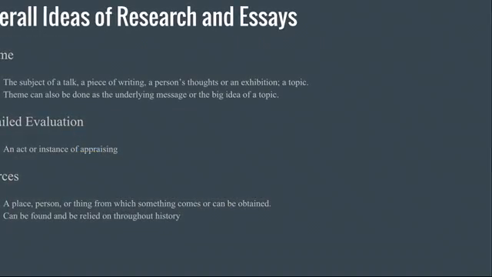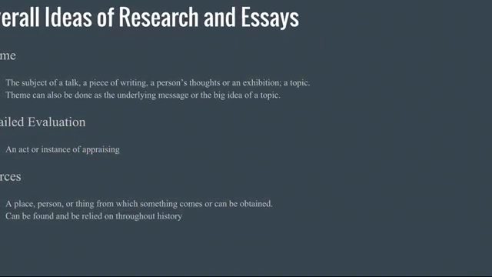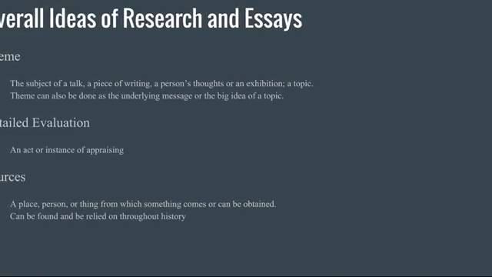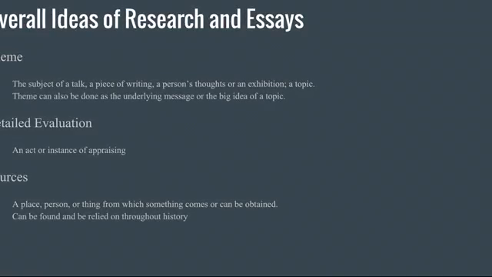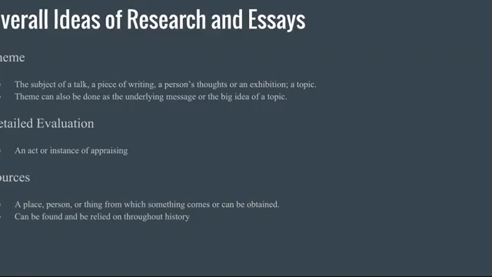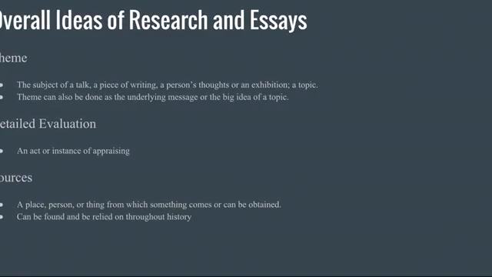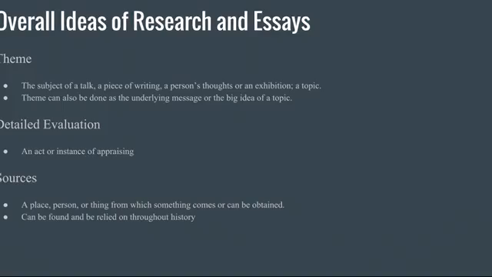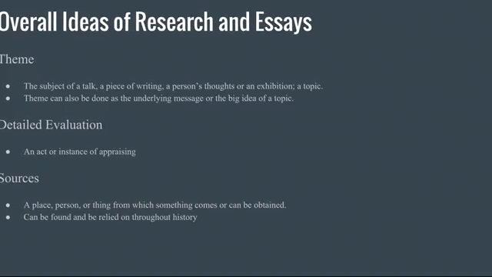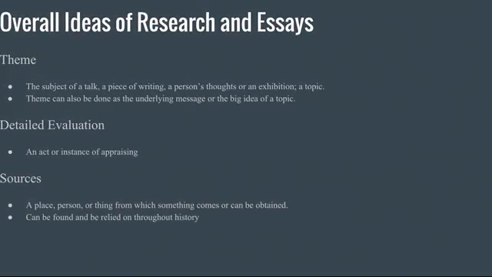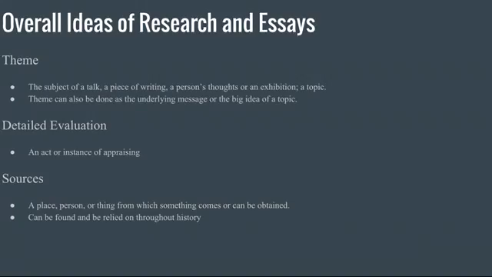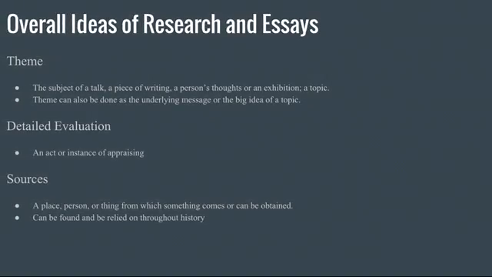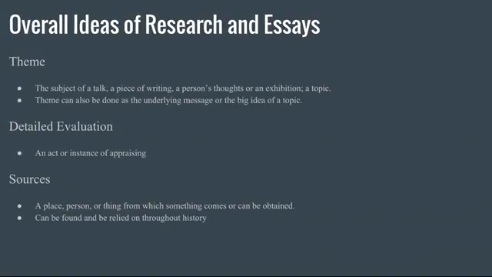Okay, so I'm going to be talking about some key terms and overall ideas of research and essays. Theme is basically the subject of talk, what it's mainly about, a topic. It's a piece of writing or a person's thoughts or an event or an exhibition. Theme can also be an underlying message or a big idea of a topic or an essay, or basically something you're reading about. Our next word is detailed evaluation, and this can be an act or an instance of appraising.